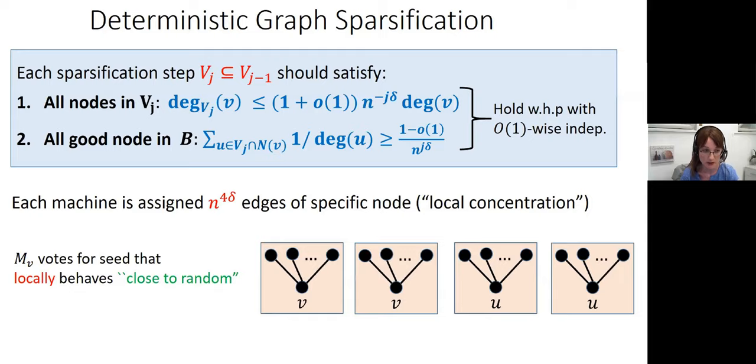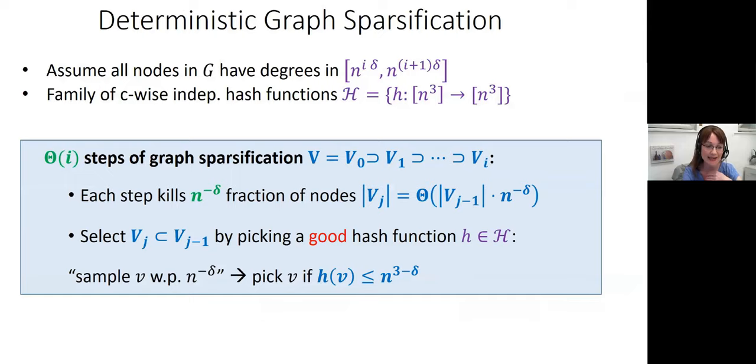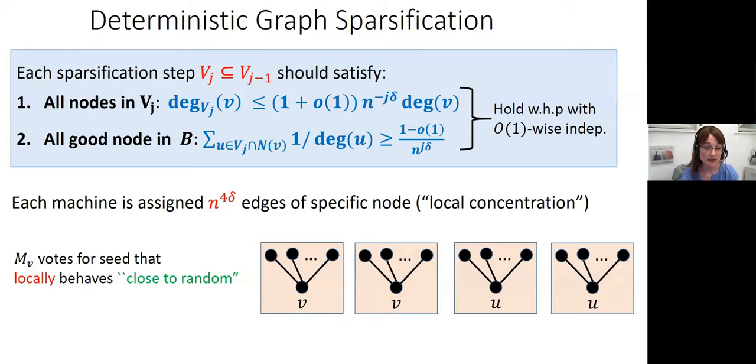The only thing that I want to stress is why we need to do these I steps of graph sparsification. Why can't we just cut the degrees at once from n to the I delta to n to the delta? The reason why the speed of sparsification is n to the minus delta is due to the space of every machine. Every machine is going to see roughly n to the 4 delta edges, and it's going to decide locally whether a given hash function is good or not. For that, we would like it to see sufficiently many edges so that we would have some concentration at each machine. So if every machine is going to vote for the seed that looks random, the seed that really kills roughly n to the minus delta fraction of the nodes or of the edges that it sees.